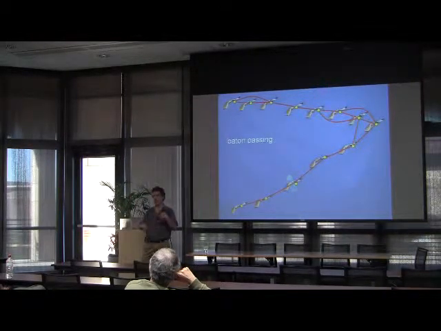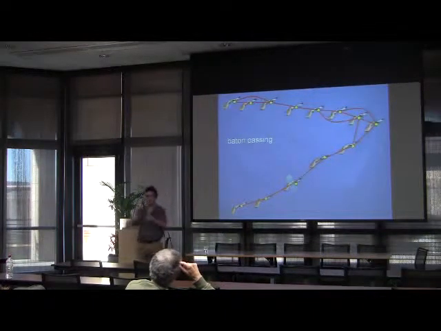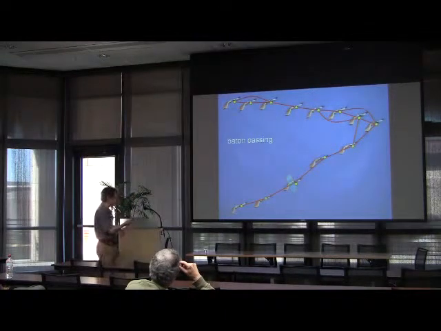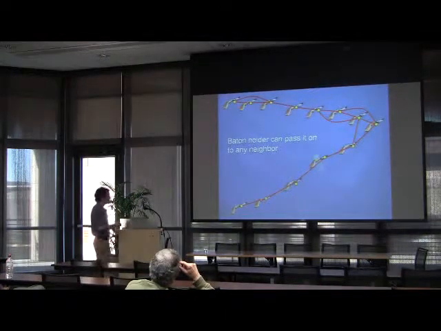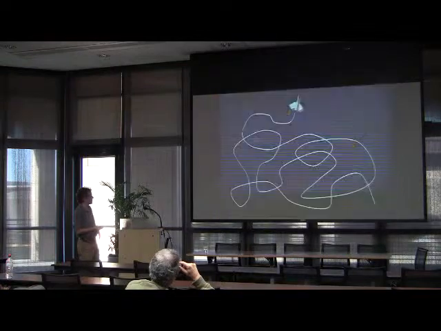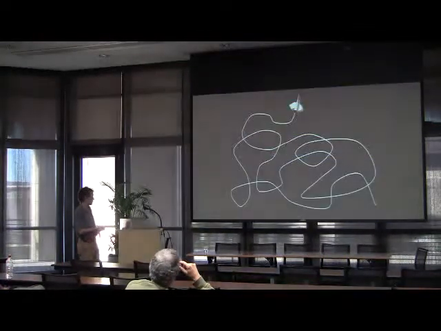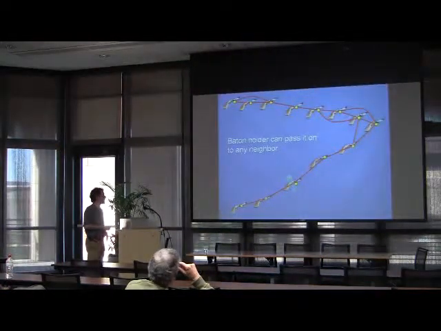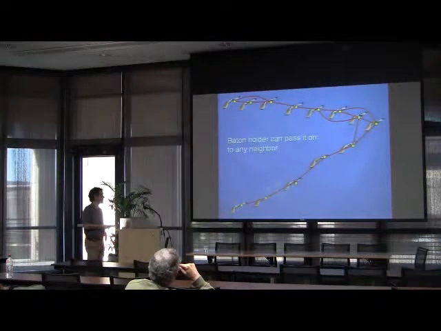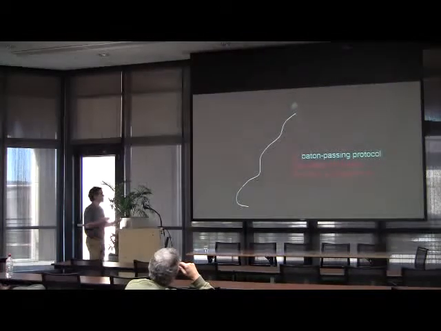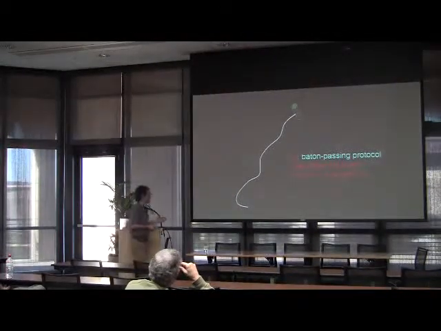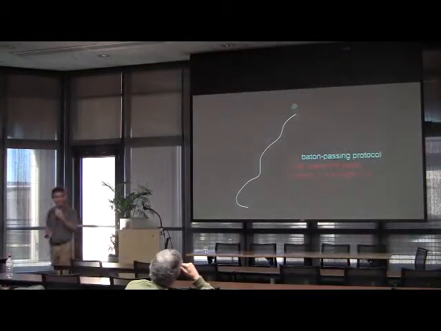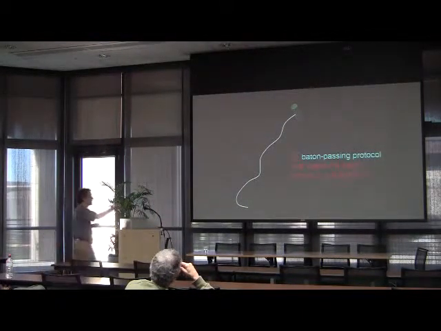So I'm not defining an algorithm. I'm defining a language in which you can decide what algorithm you want. It can do this or it can do that. All right. Now, here's the problem. Actually, this is not a question, this is a statement. The statement is this: there exists a baton passing protocol that keeps the baton almost straight.